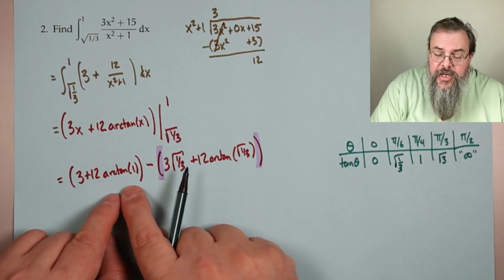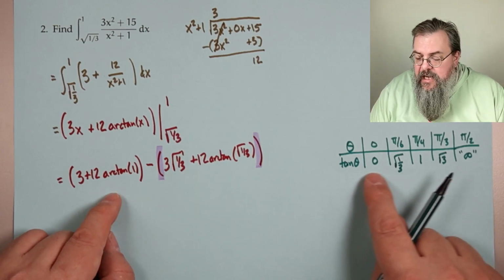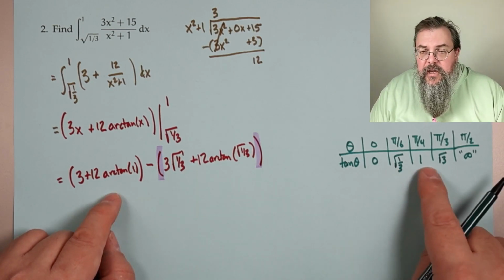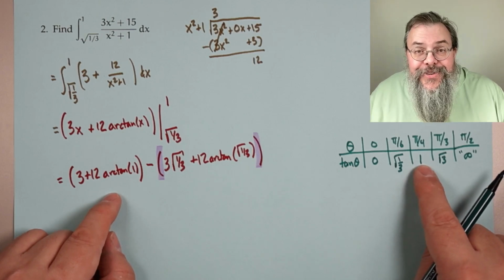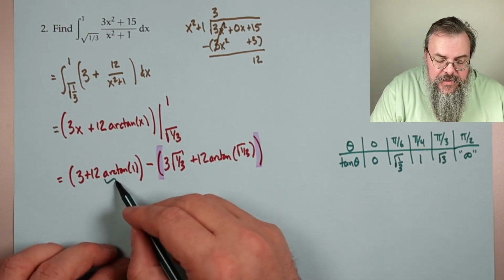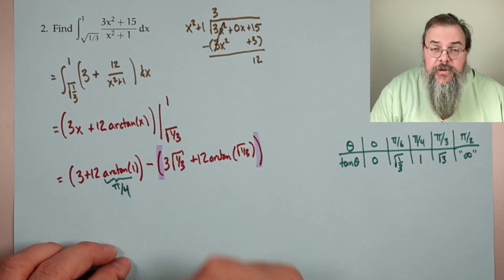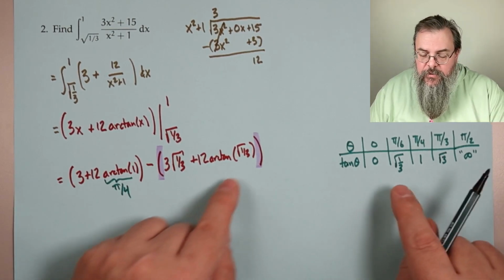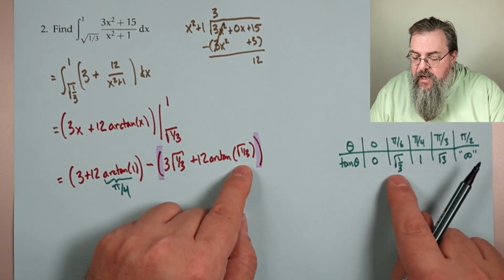So when we say arctangent of 1, it's like scanning: where do you see 1 as an output? Hey, there it is. What's the angle? Pi fourths. So this is pi fourths. Then what about this root 1/3? Okay, scan, scan, scan. Ah!